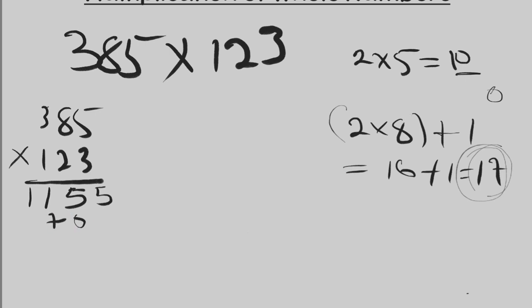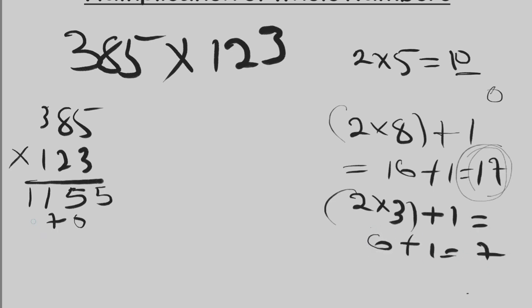I'm going to keep 1, okay? Then I'm going to do 2 times 3, plus the 1 that we kept. So that will be 6 plus 1. That is 7. So I'm going to write 7 right here.